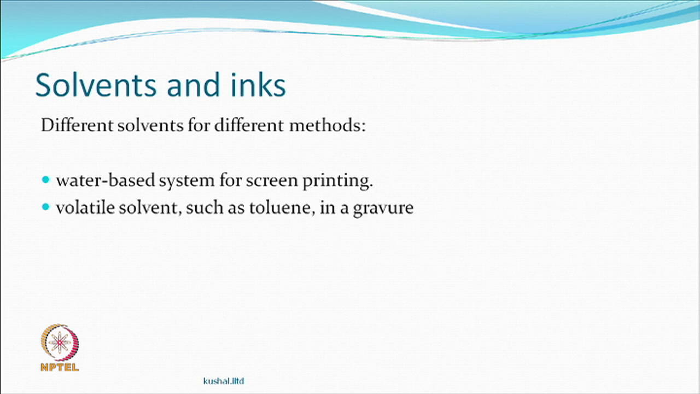For gravure, people may prefer a volatile solvent. Toluene is present here, it could have been benzene also. We do not use benzene anymore, you know why? Yeah, it is carcinogenic. So, benzene can only be used for research purposes, it cannot be used for any commercial product. So, toluene is as good, it is just the next derivative.